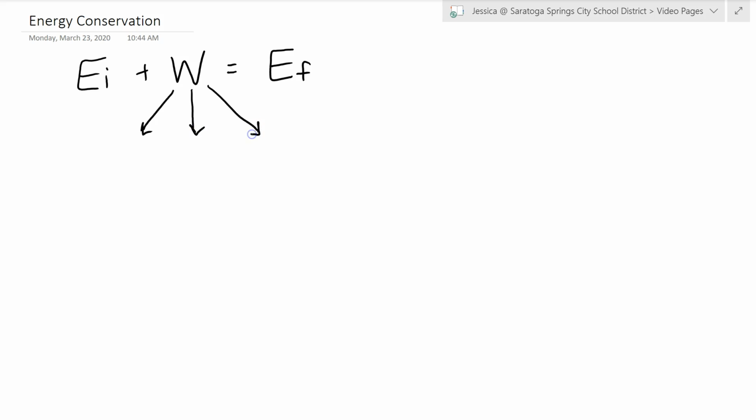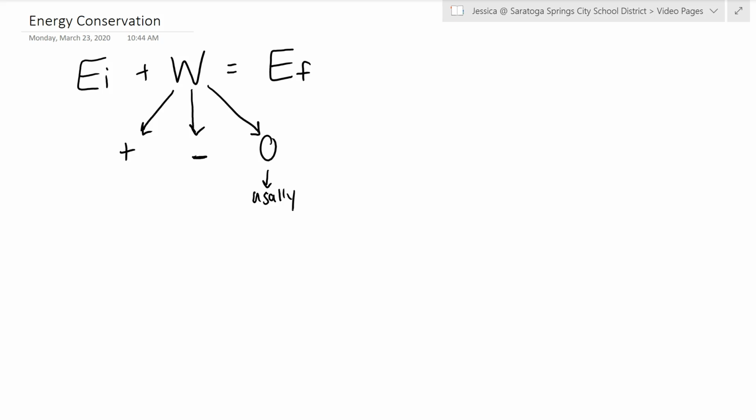It can either be positive work, so some external force that is in the same direction as a change in height. We can have negative work, which might be something like friction, or we can have zero work. And usually the zero work is what we're going to be talking about. So that's a major idea behind energy conservation: the initial energy plus any work done gives us our final energy.